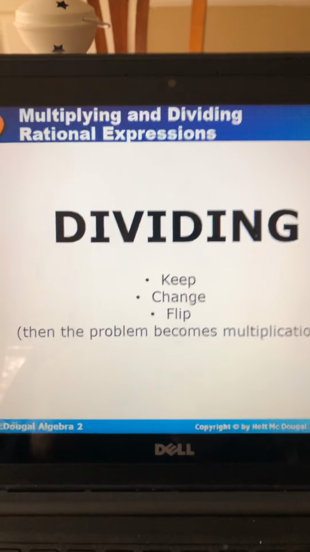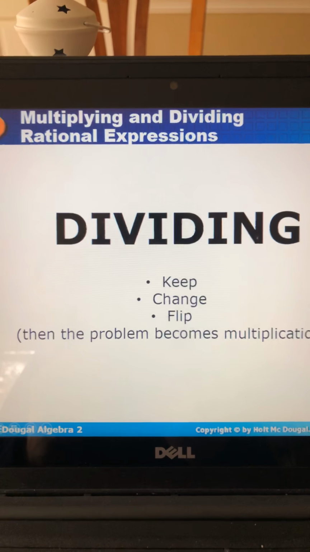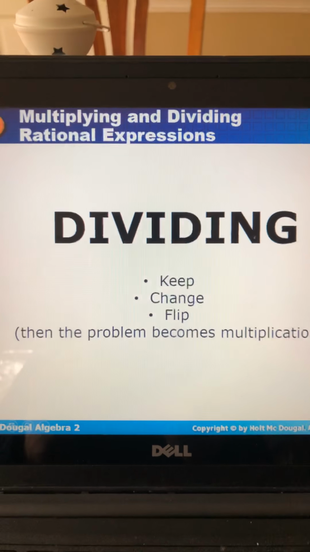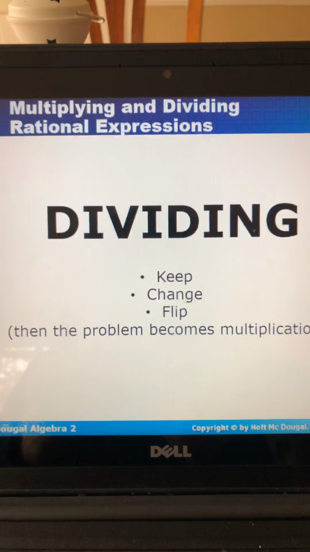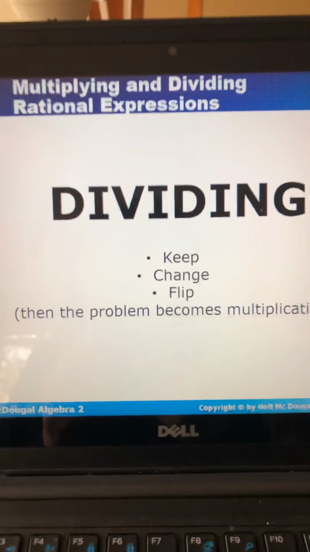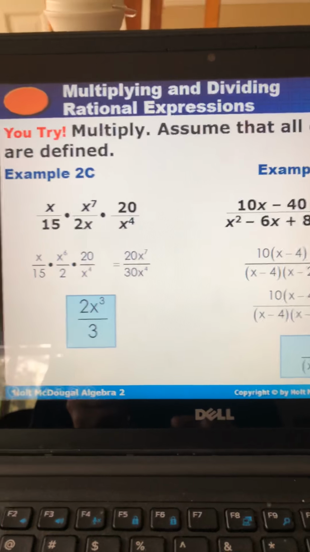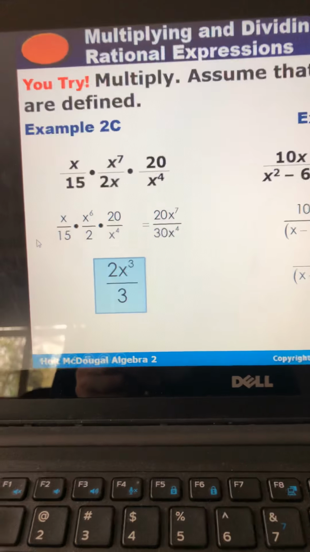Okay, so now we're going to be dividing rational expressions, and we're going to be using that term: keep, flip, change, and then the problem becomes multiplication. So let's go ahead and go to our first problem. Okay, so we have our first problem here.